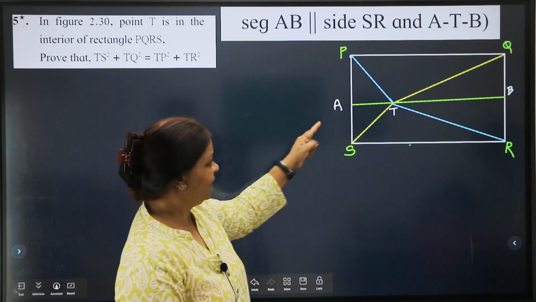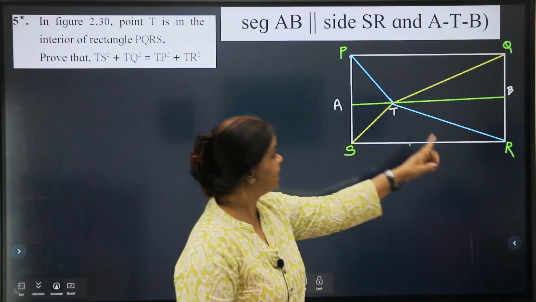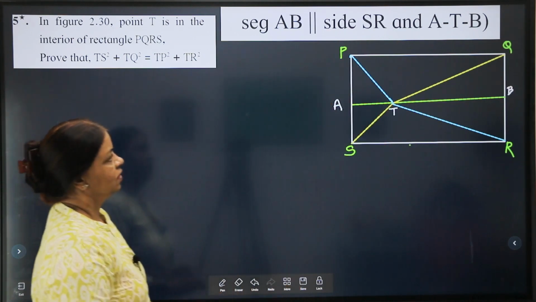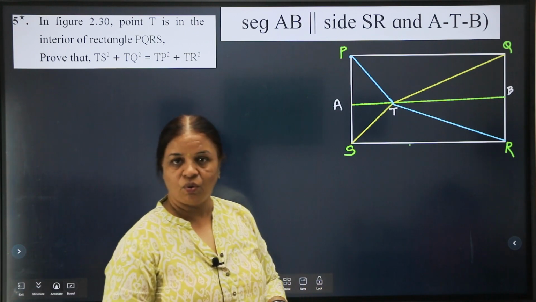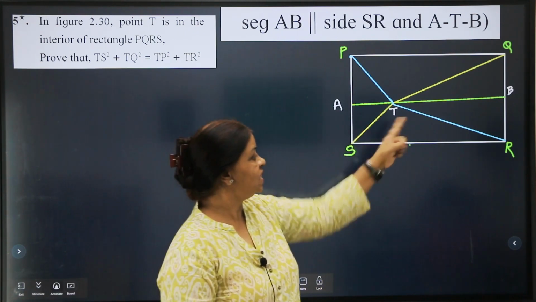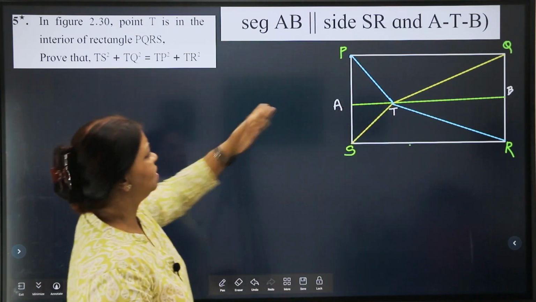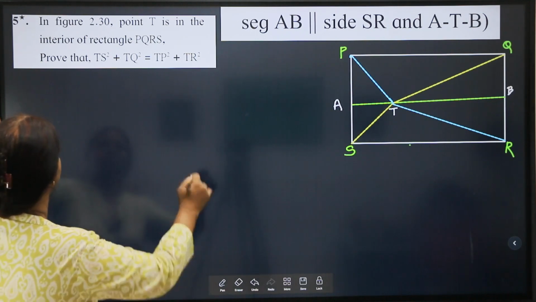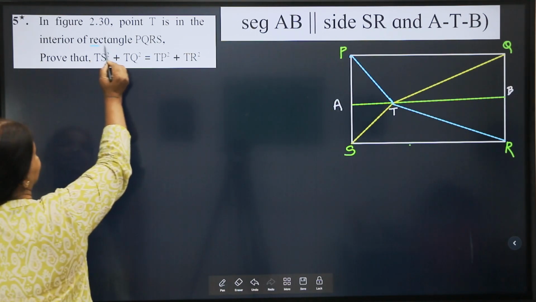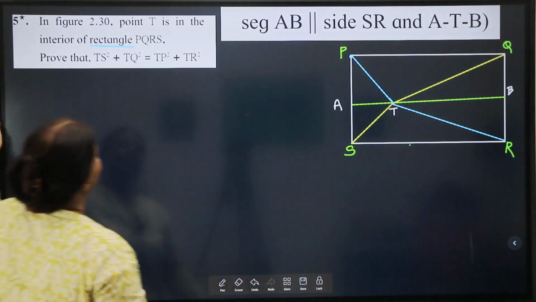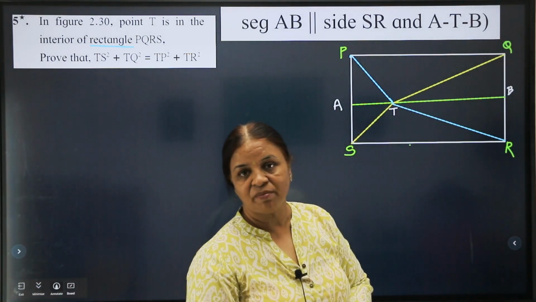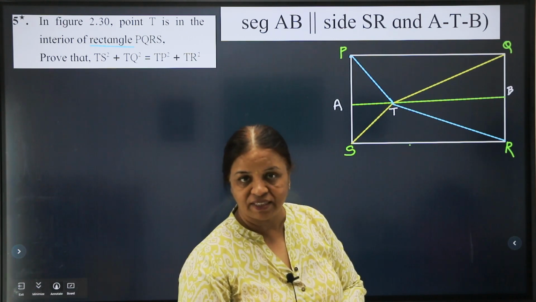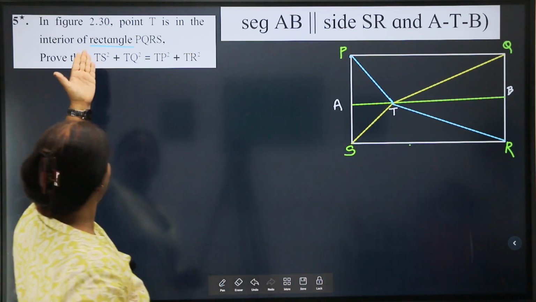But we know that AB is parallel to SR given. It is a parallelogram. PQRS is a parallelogram. And it is given AB is parallel to SR. So if it is a parallelogram, rectangle it is. Given rectangle. PQRS is a rectangle. See, rectangle means opposite sides are parallel to one another. So let me begin with what is given.